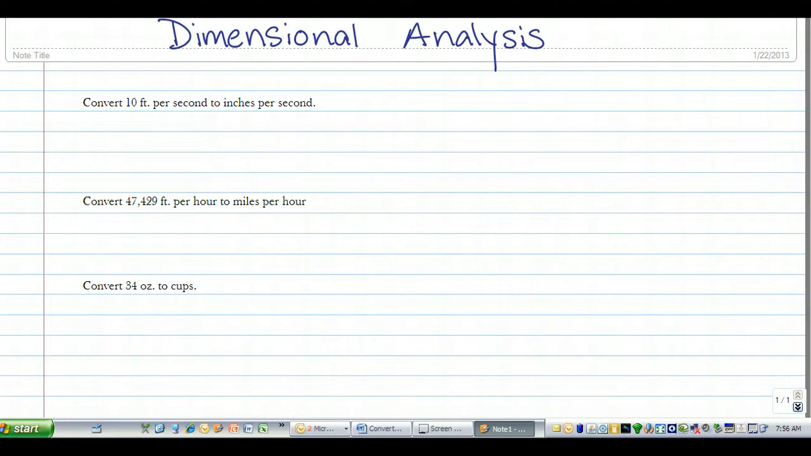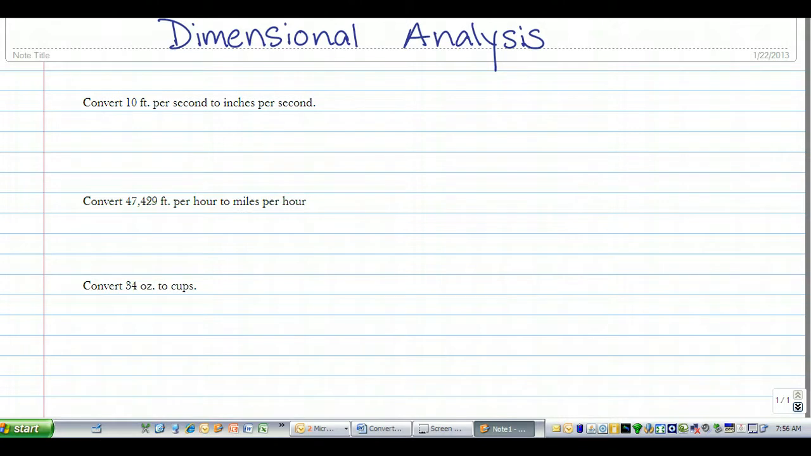Hi folks, this lesson is called Dimensional Analysis, and the reason why is because we have to analyze measurements of different amounts and convert them from, like you see, feet to seconds or hours, feet per hour to miles per hour, ounces to cups. And the good news is that you can use what you know about proportions to solve them.